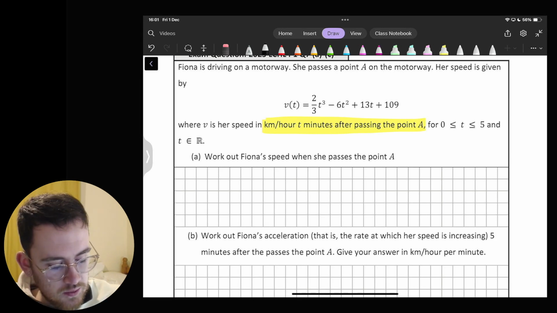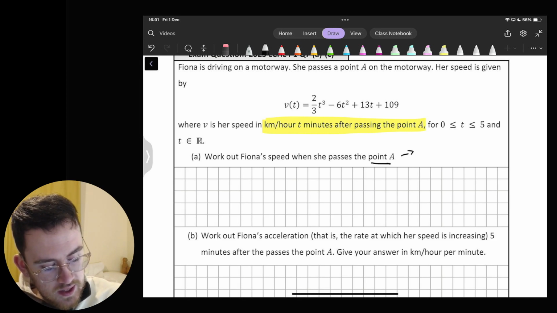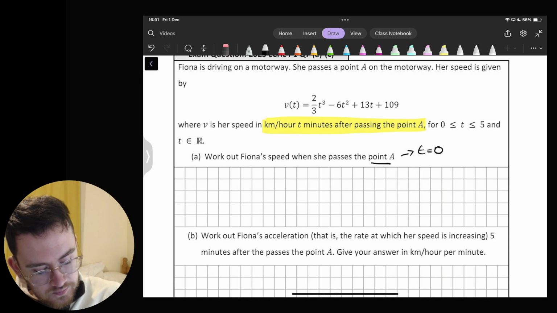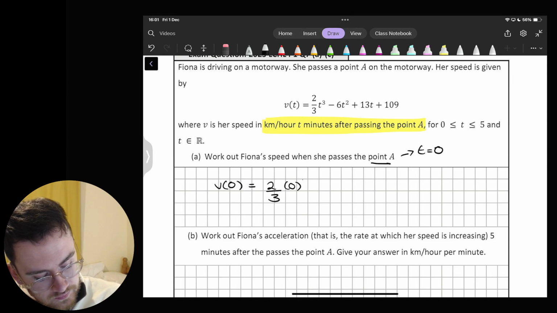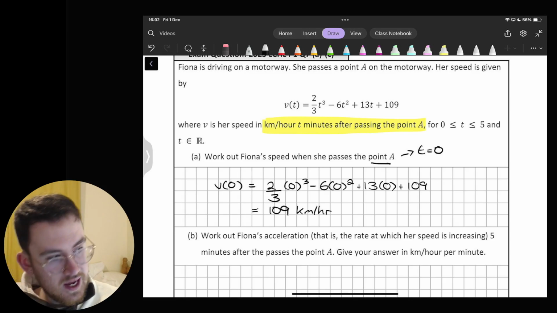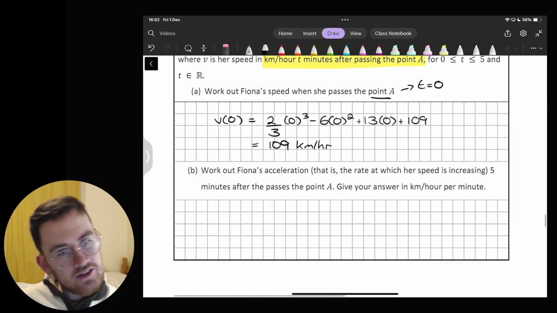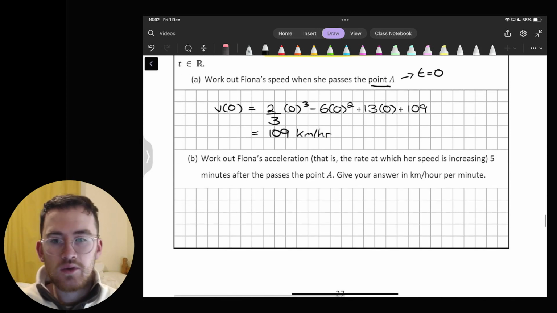We want to work out Fiona's speed when she passes the point A. If t is the time in minutes after she passes A, then when she passes the point A, her time would just be 0. So her velocity when t is 0 is going to give me 109 kilometers per hour. There's her speed as she passes A. One mark there probably for having your units in, so always important to include those when we can.